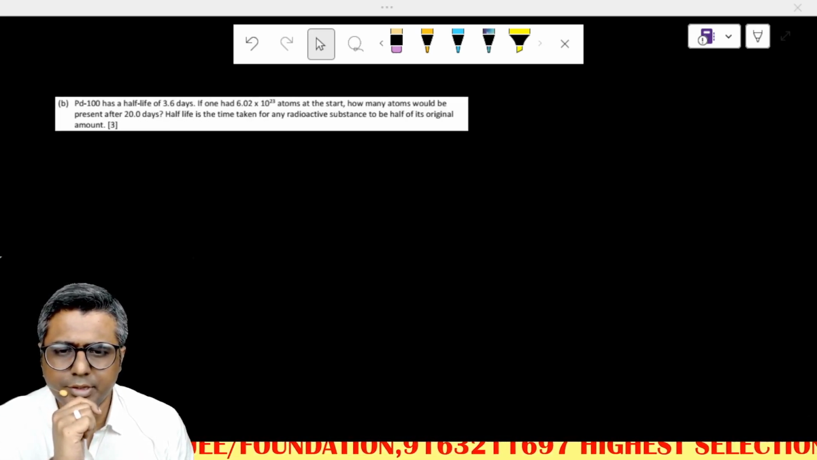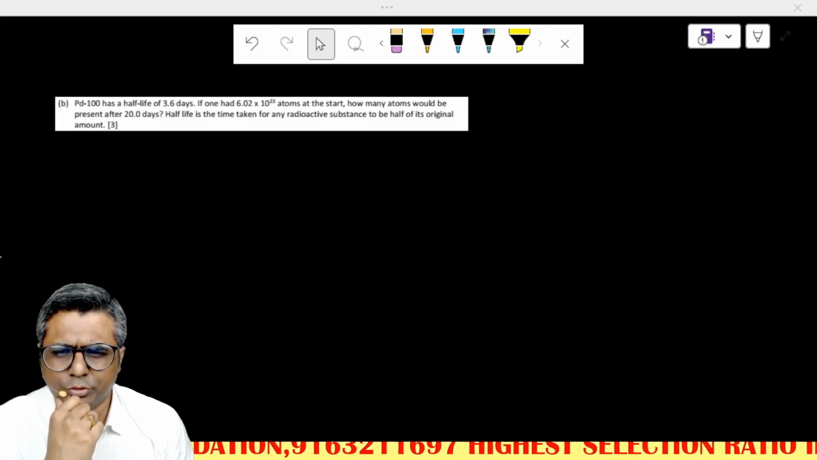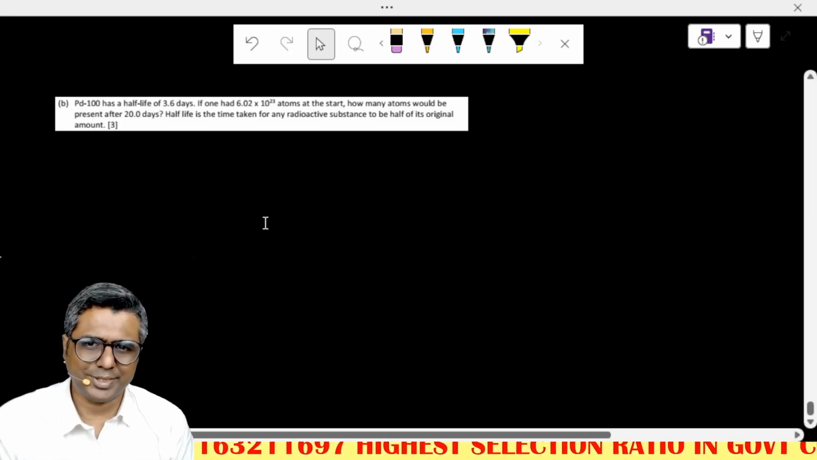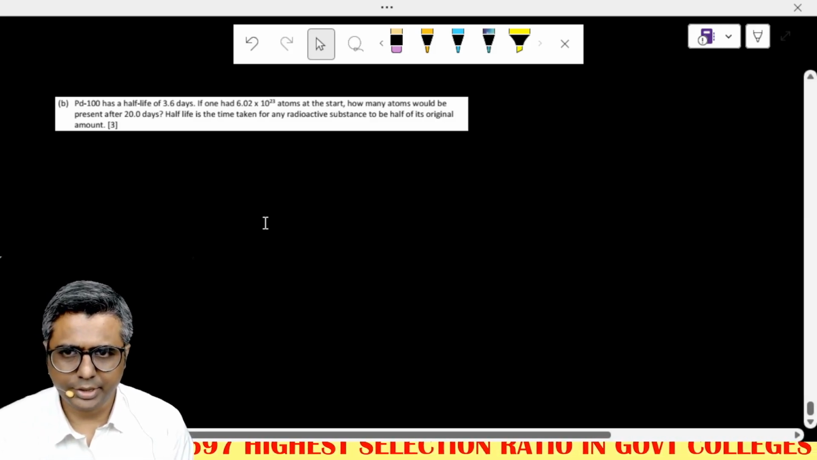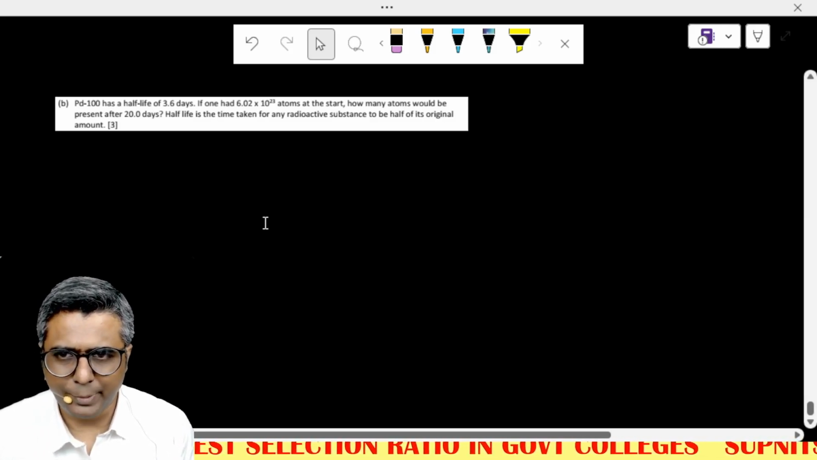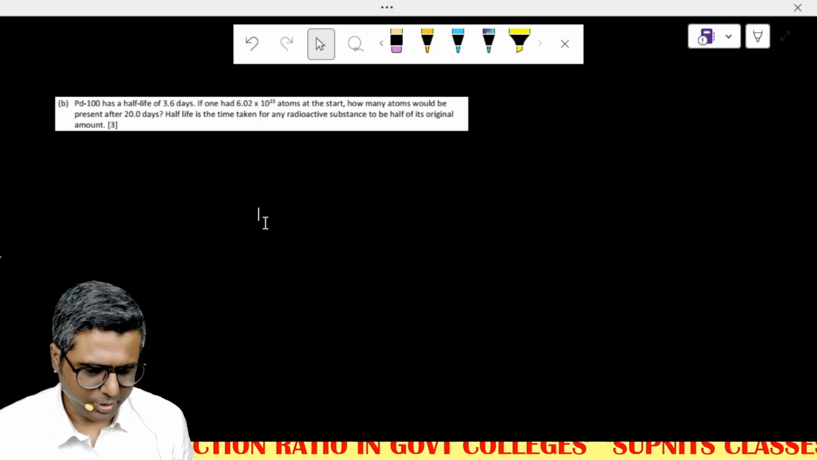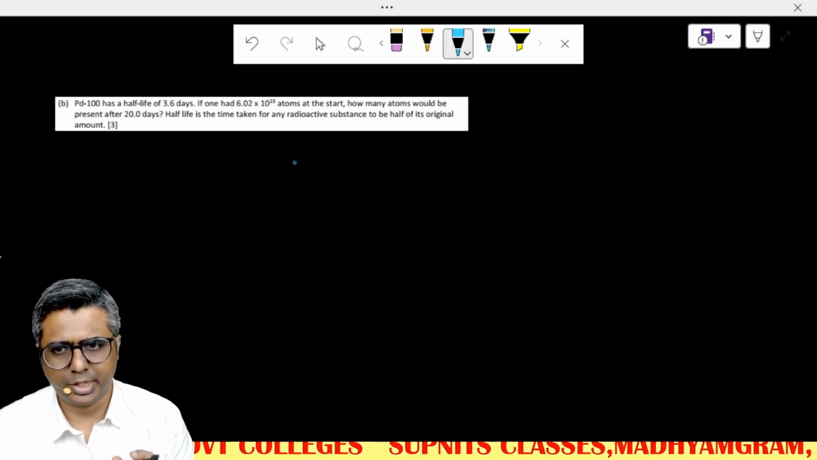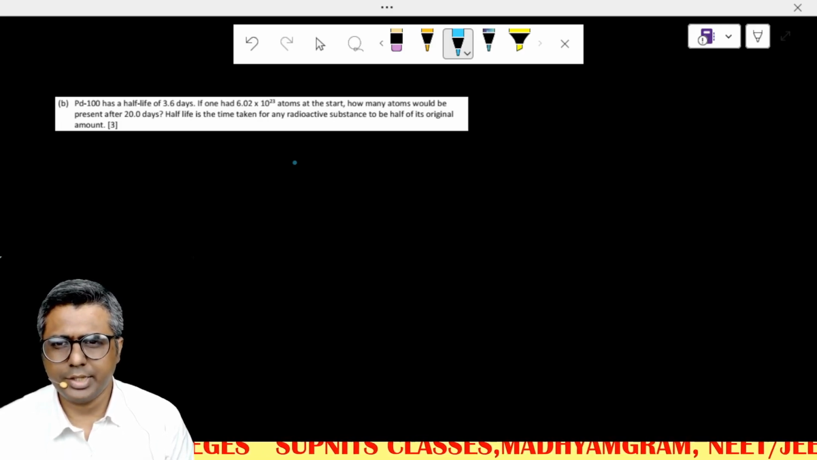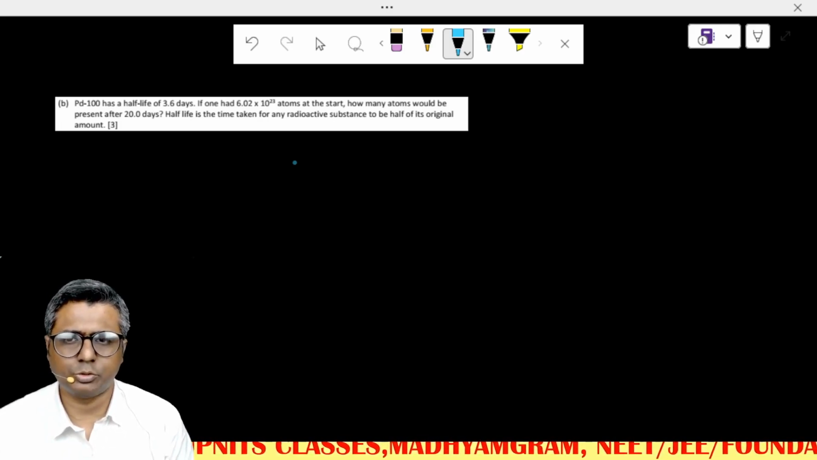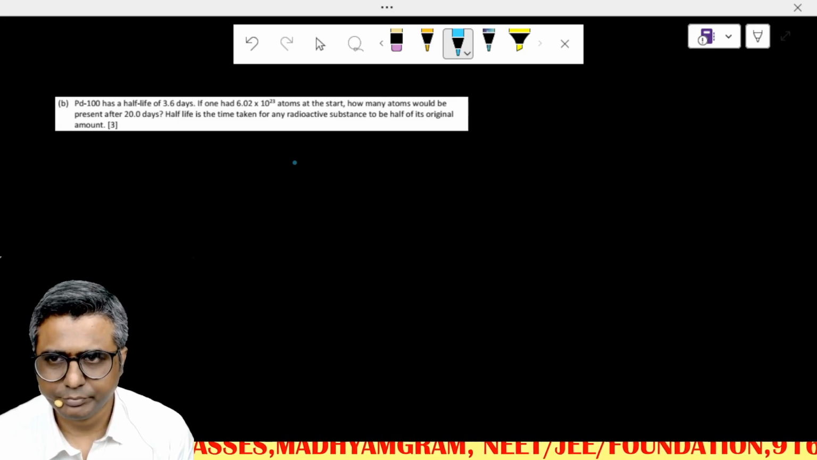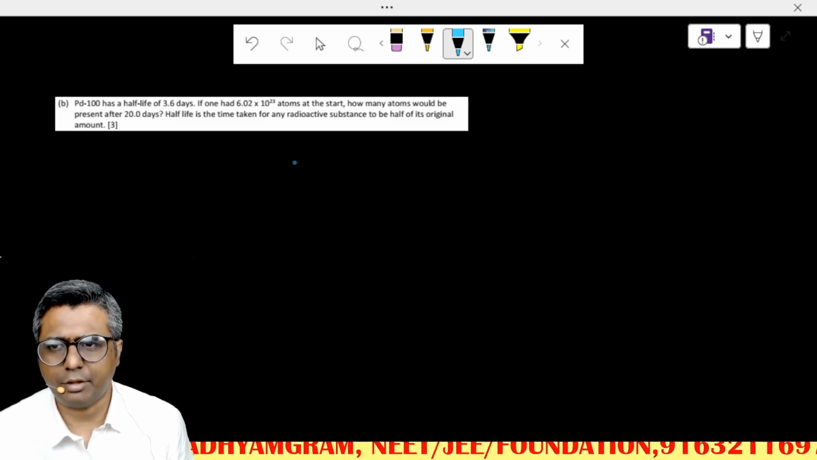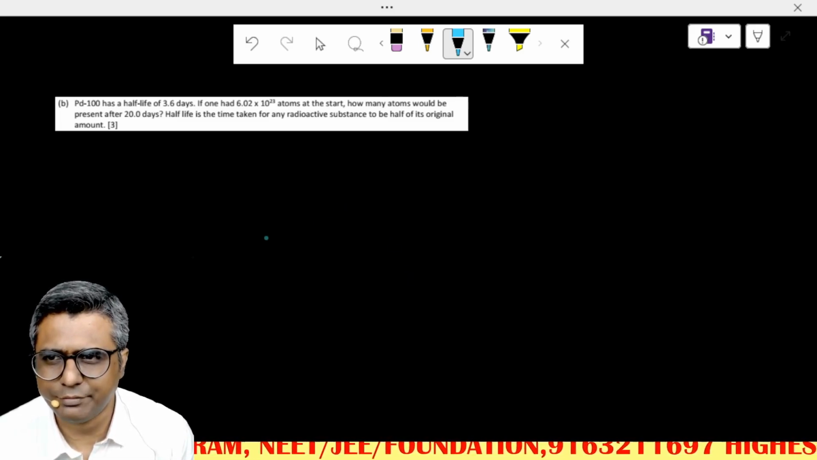You may say that we don't know all these things, but this was basically a logical question. If you just apply your mind, you can solve this question. So what does half-life mean? From the name half-life, you can understand it is the time taken for a substance to reduce to its half. That is what half-life is.